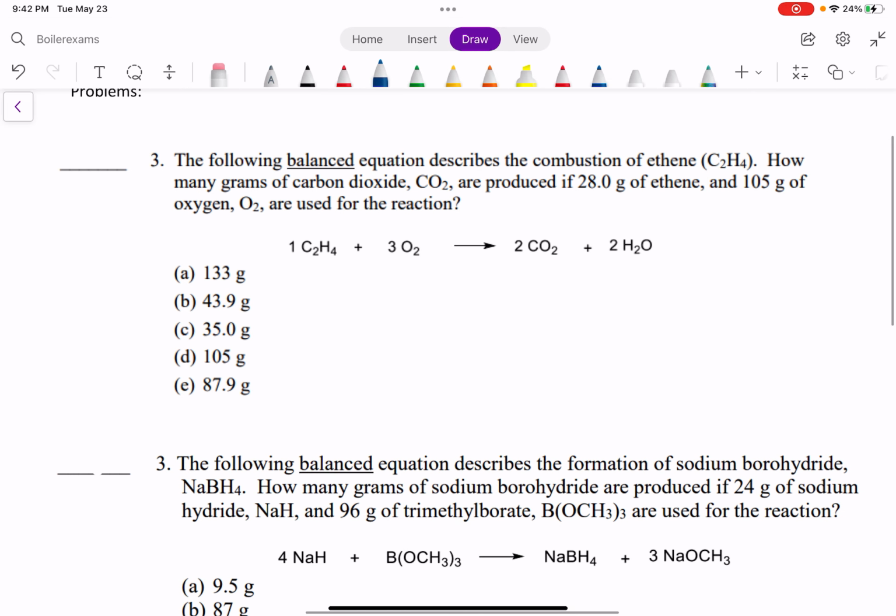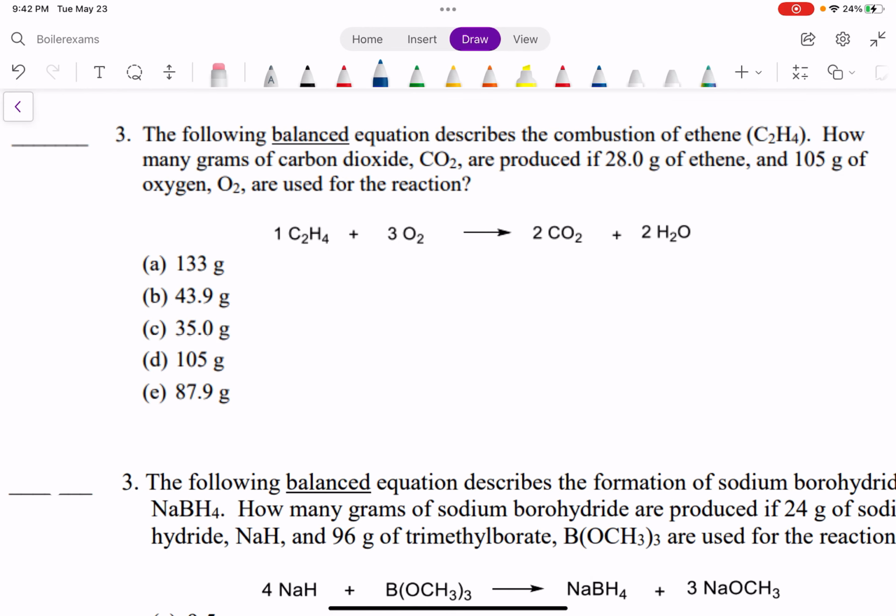Okay, so they give us a reaction. It's the combustion of ethane. How many grams of carbon dioxide are produced if we have 28 grams of the first reactant and 105 grams of the second reactant? So let's essentially do what I just showed you.